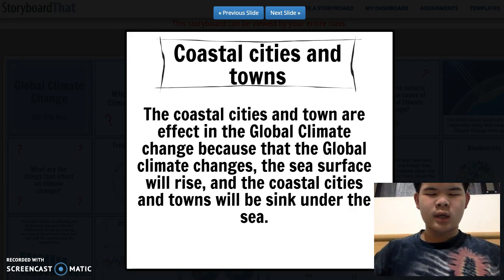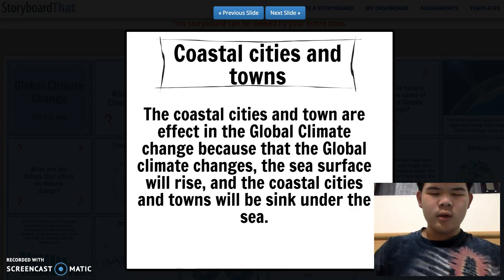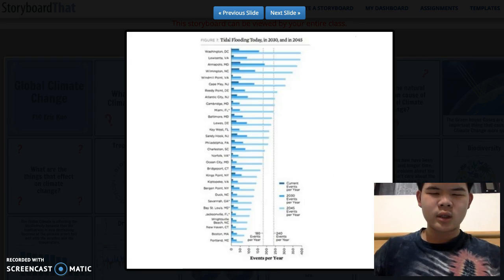Coastal cities and towns. The coastal cities and towns are affected by global climate change. The sea surface will rise, and the coastal cities and towns will sink under the sea. In this data, according to NASA, this data is about the flooding.